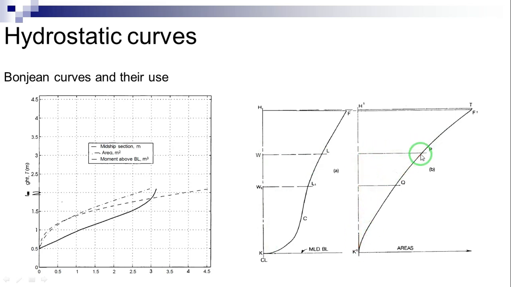The curve K' Q P F' T represents the area of the full section on both sides of the center line from the baseline up to any waterline. For wooden vessels, the half section should be taken to the outside of the planking, but for steel vessels, it is customary to draw the curve of areas for sections taken to the molded line. The curves of cross-sectional area for all body plan stations are collectively called Bonjean curves.